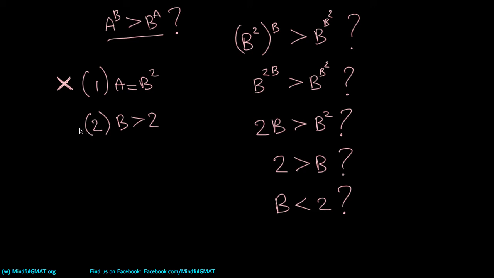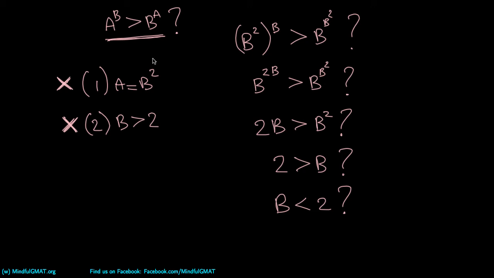Looking at the second piece of information, we also cannot answer this question because just knowing that b is greater than 2 doesn't tell us anything about whether this is true or not, because it really depends on the value of a. You can actually try it yourself with some numbers for a. So the second piece of information is also not sufficient to answer the question asked.